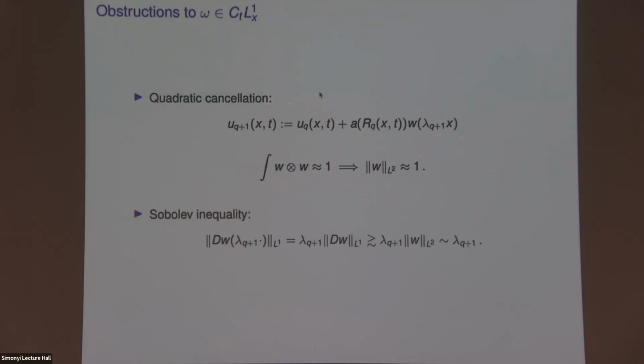But on the other hand, if we check the magnitude of the differential of u_{q+1}, or more importantly, if we check the differential of the perturbation, it turns out that the differential of the building block is lambda_{q+1}, the frequency, times the L1 norm. I mean, I'm checking the sides in L1, times the L1 norm of the profile. But by Sobolev embedding, the L1 norm of the profile is always bigger than or equal to the L2 norm of the profile. So all in all, one has this very bad lower bound on the L1 norm of the perturbation.